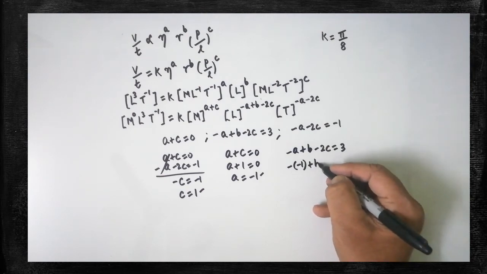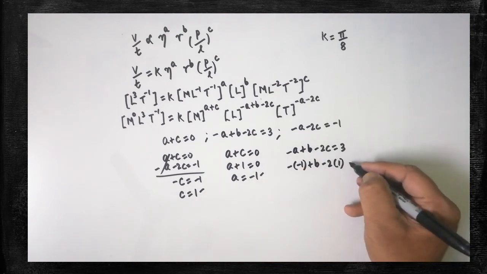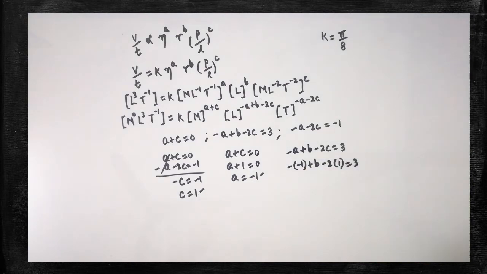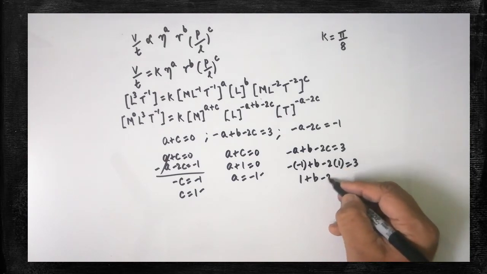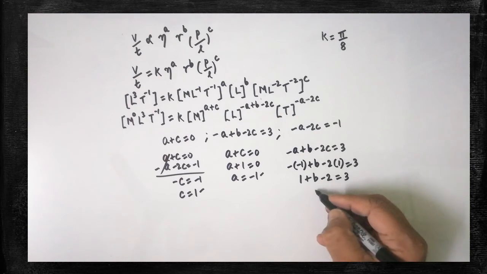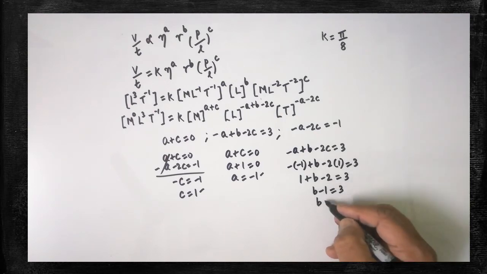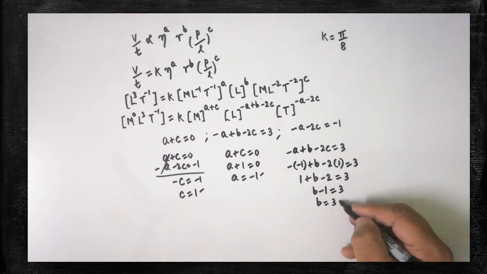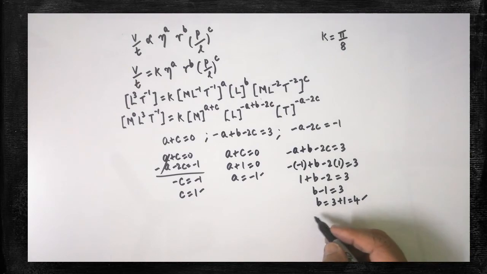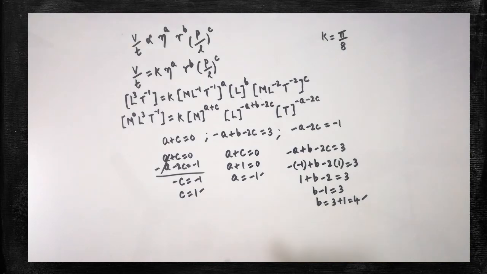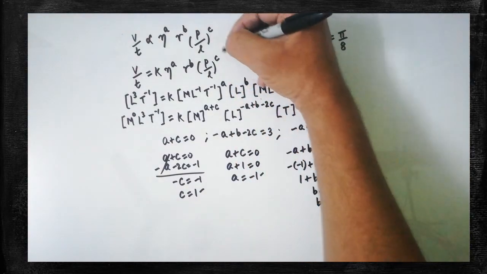b is to be found out. b minus 2 in bracket, substituting 1, is equal to 3. This one becomes 1 and b, this one becomes minus 2, which is equal to 3. b minus 1 is equal to 3. b is equal to 3 plus 1, which is 4. Now we have found out the values of c, a, b. Now all these values are to be substituted in this equation.